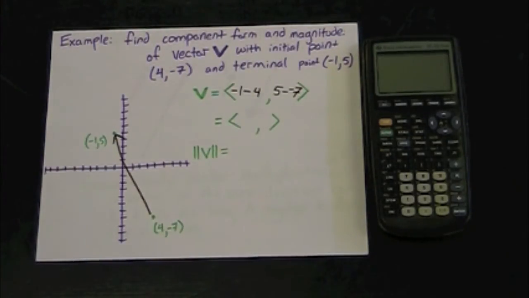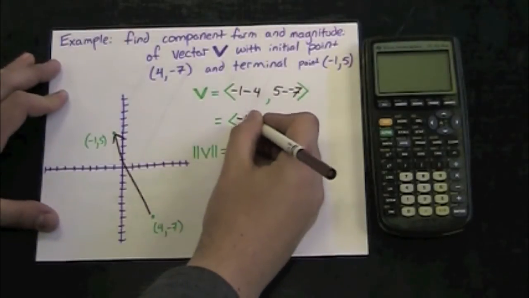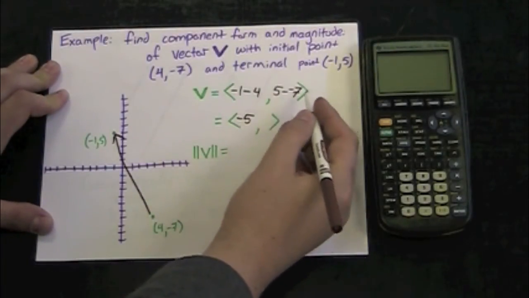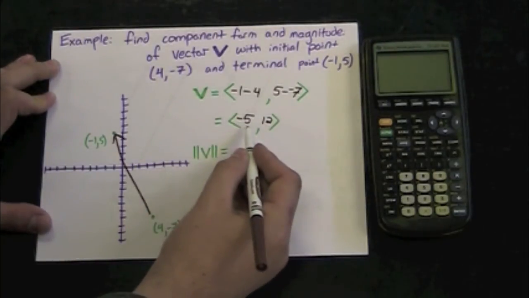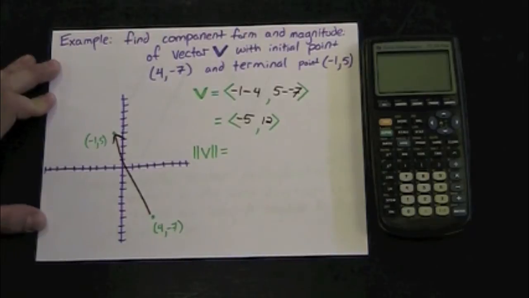To finish this out, negative 1 minus 4 gives me a negative 5. 5 minus negative 7 is going to give me 12. So my components are negative 5 in the x direction, 12 in the y direction.